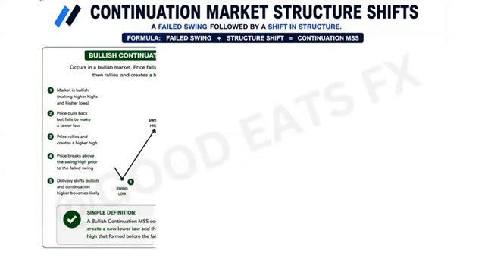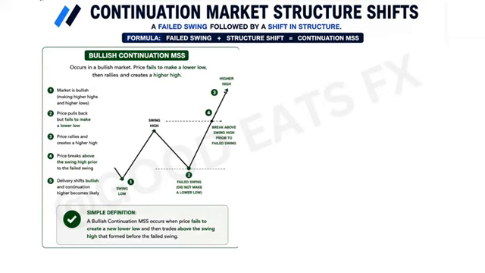Let's talk about continuation market structure shifts. So the formula is a failed swing plus a structure shift, and then that's going to be your continuation. Here is a visual example of what a bullish continuation shift looks like. Price fails to make a lower low, then rallies and creates a higher high. So look at number one, swing low created. Market is bullish, making higher lows and higher highs.